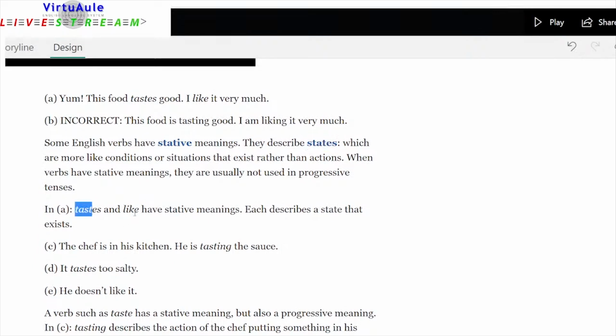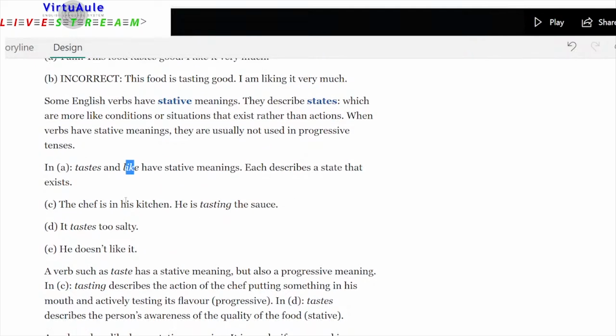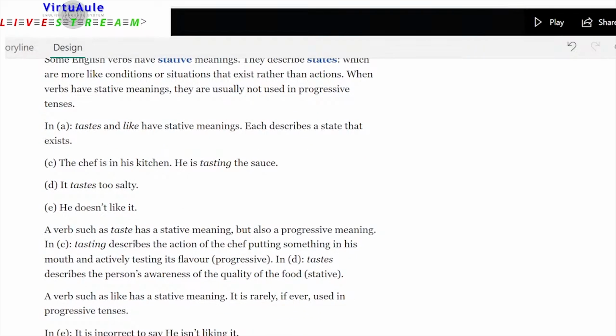In A, tastes and like have stative meanings. Each describes a state that exists. The chef in his kitchen. Letter C: the chef is in his kitchen. He is tasting the sauce. It tastes too salty. He doesn't like it. Okay, a verb such as taste has a stative meaning, but also a progressive meaning. In C, tasting describes the action of the chef putting something in his mouth and actively tasting its flavor. That's progressive. The action is in progress.